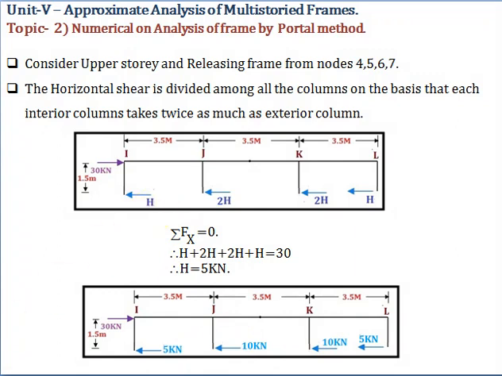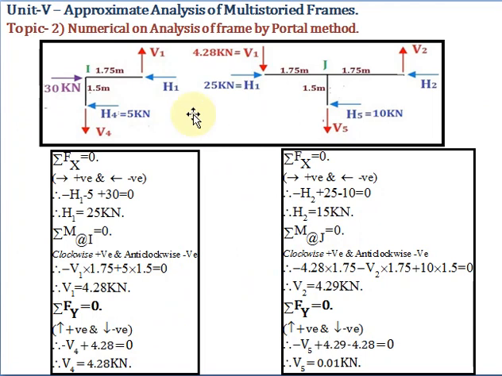Now we will draw the free body diagram of joints I and J. Which forces are known to us? We know the force H4, and this 30 kilonewton is already given. So the unknowns are V4, V1 and H1. As this is the Portal method, the first equilibrium equation is summation Fx. Consider forces acting toward the right positive and towards the left negative. H1 is acting to the left side, minus. 5 kilonewton acting to the left side, minus. 30 towards the right side, plus. So we get the value of H1 as 25.